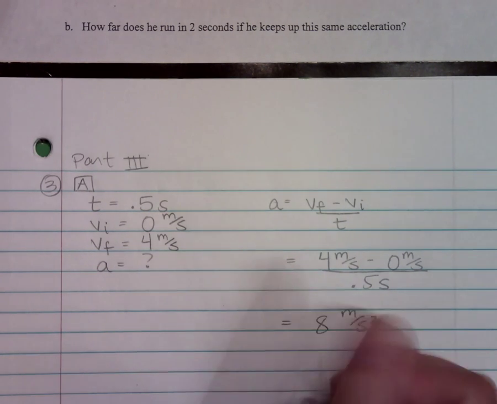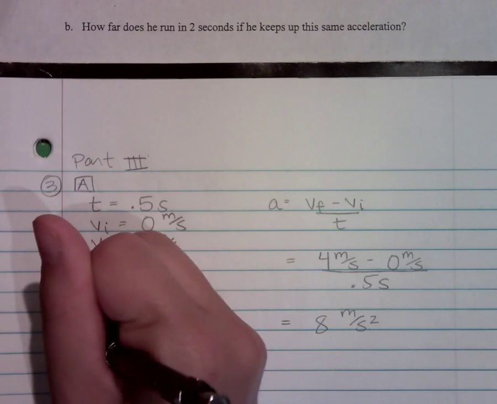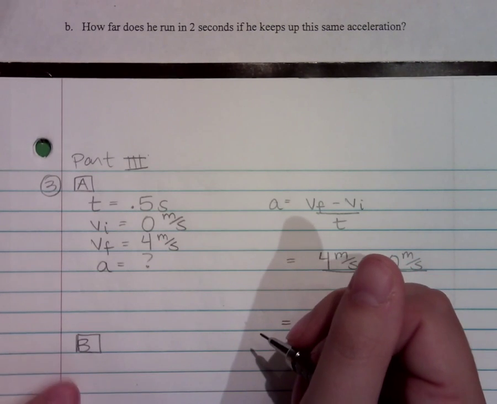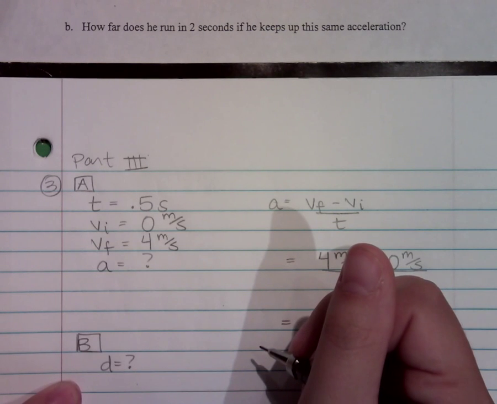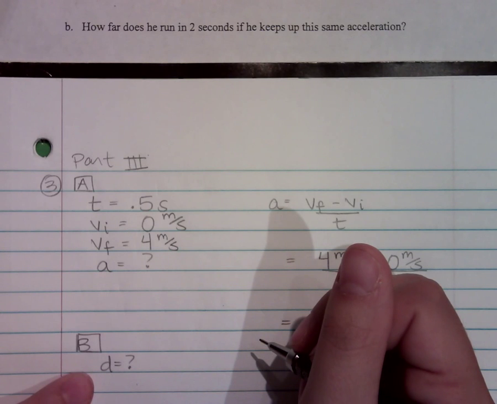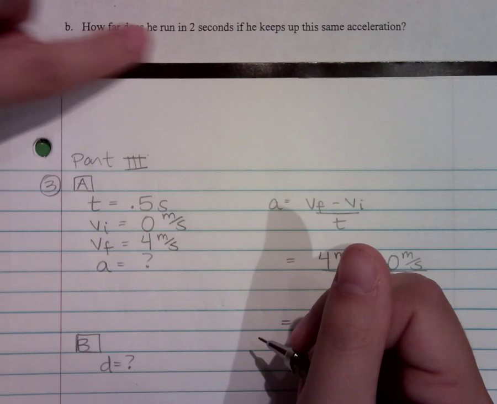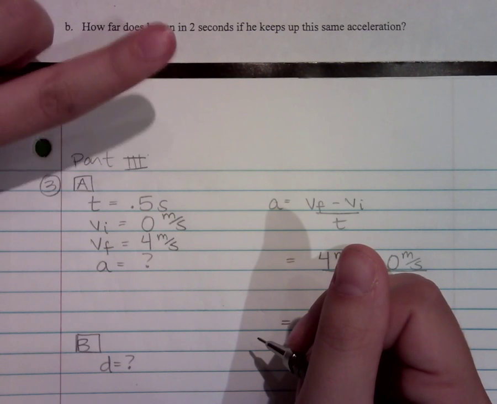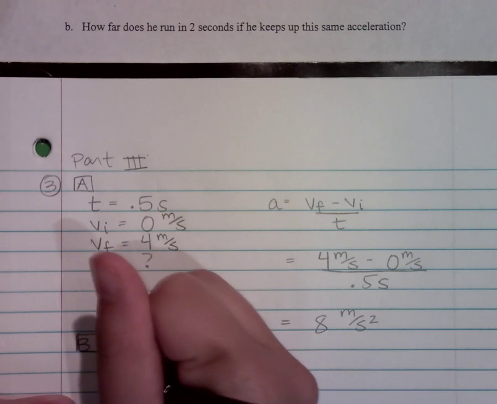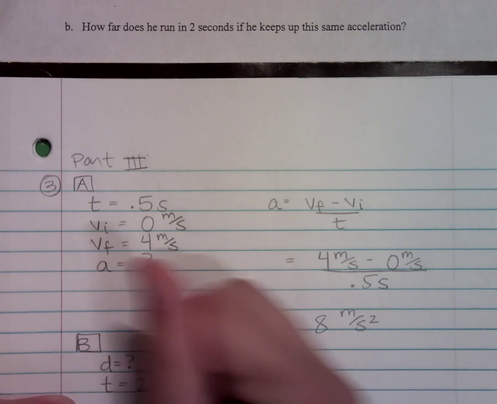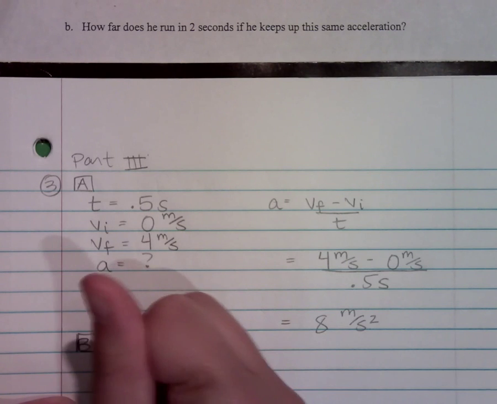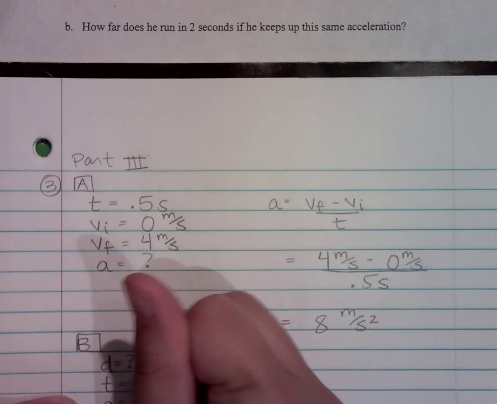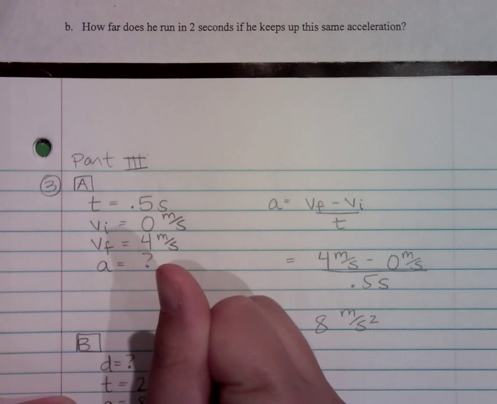Okay, so part B says, how far does he run? Well, that means we're going to be looking for distance, right? How far means we're going to be looking for distance or displacement. And then it says he does this for 2 seconds. So we know that our new T is going to be 2 seconds. And from up here, our acceleration, 8 meters per second squared.